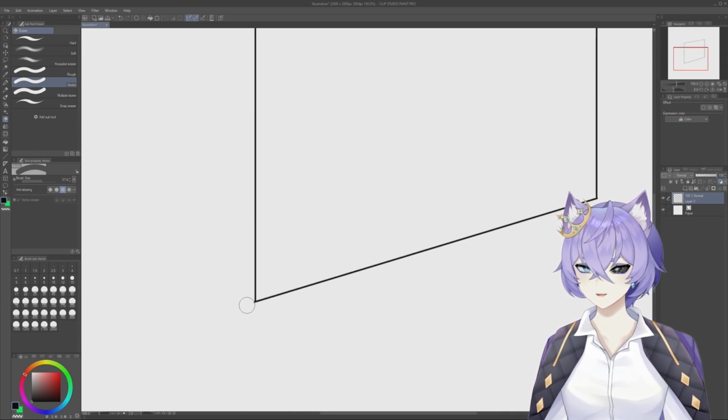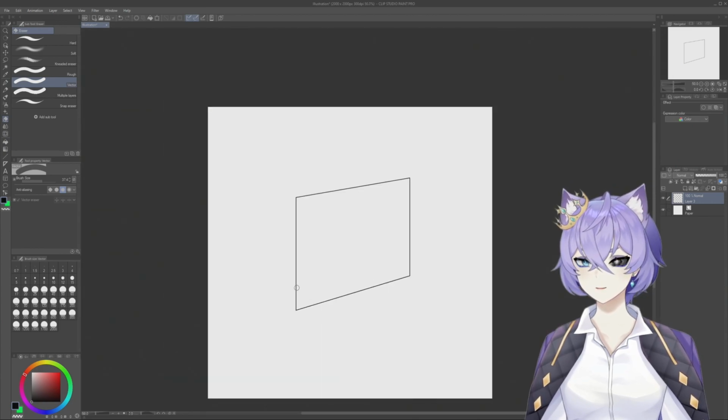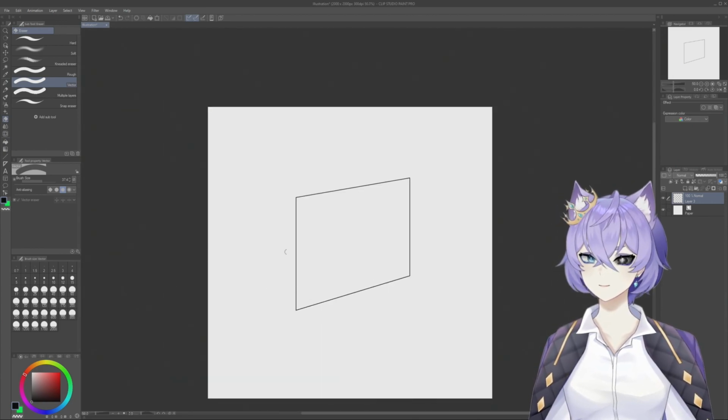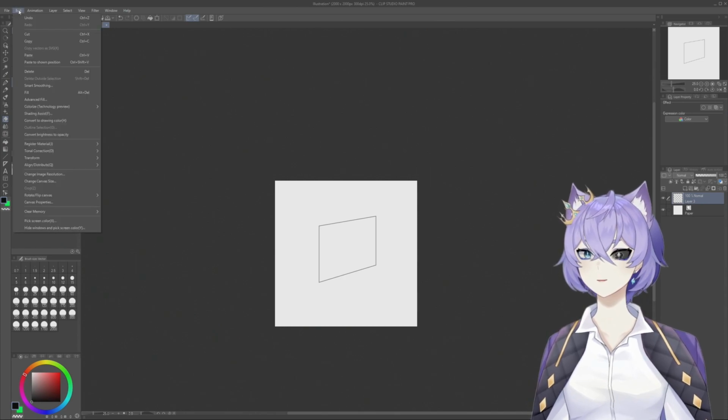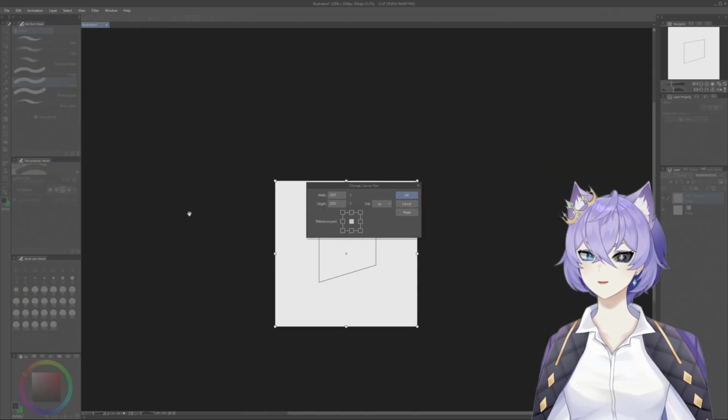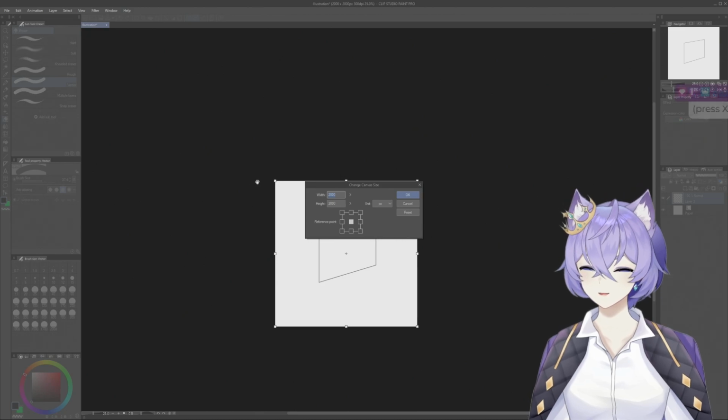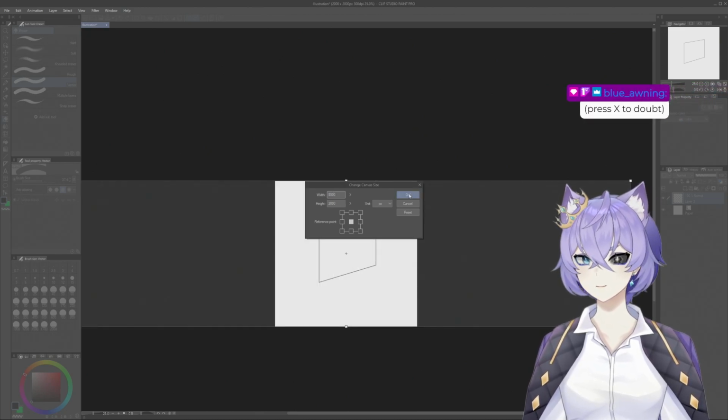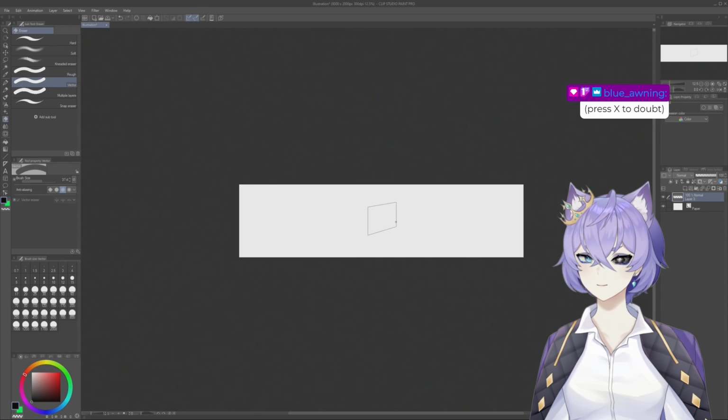I will improve. Okay. So we have our shape, which means now edit, change canvas size. Let's go to a width of 8,000. Press exit out.